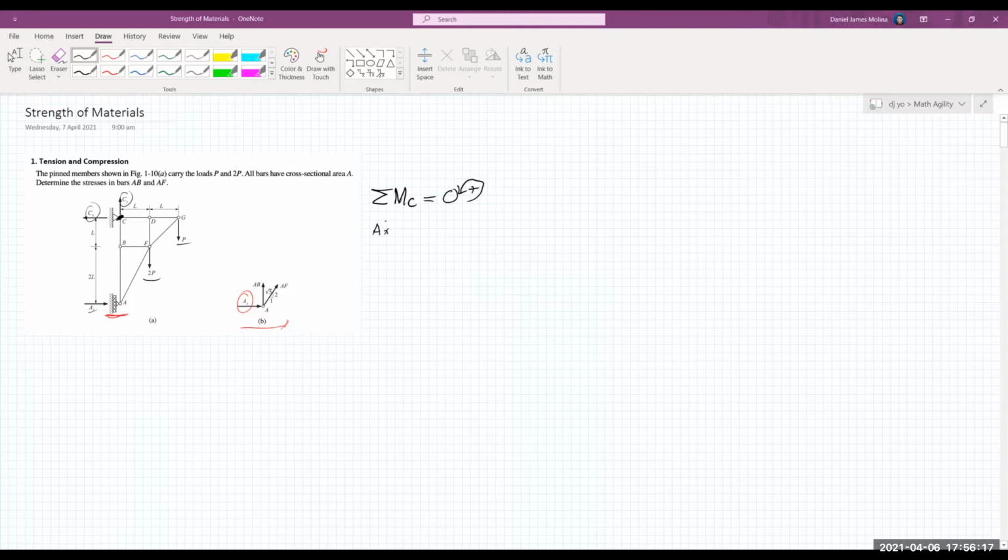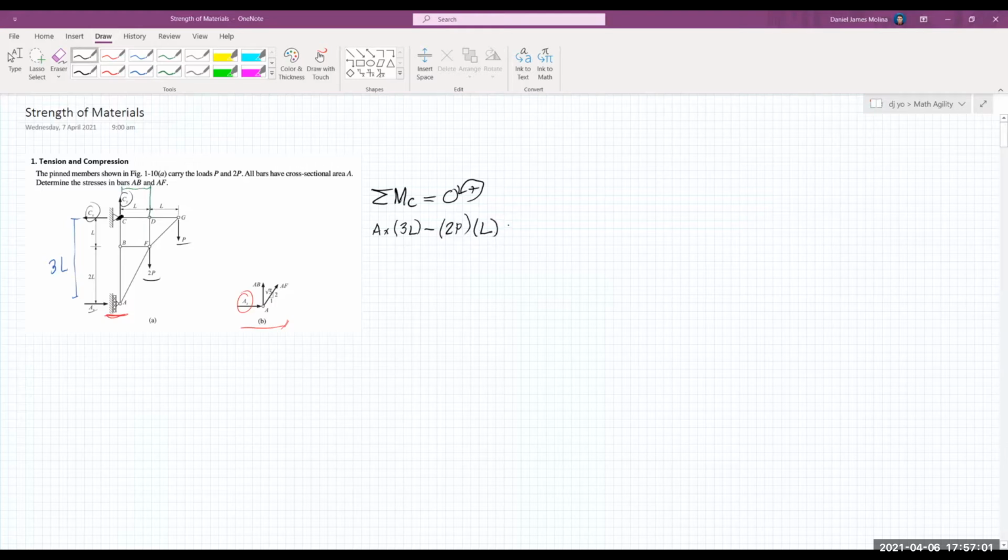Of course, moment is equal to force times distance. So A sub x times its perpendicular distance from C, which is 3L. So A sub x times 3L. Since it will cause a counterclockwise rotation about C, it is positive. Then the force 2P will cause a clockwise rotation about C, so it will be negative. That's minus 2P times its perpendicular distance from C, that's L.